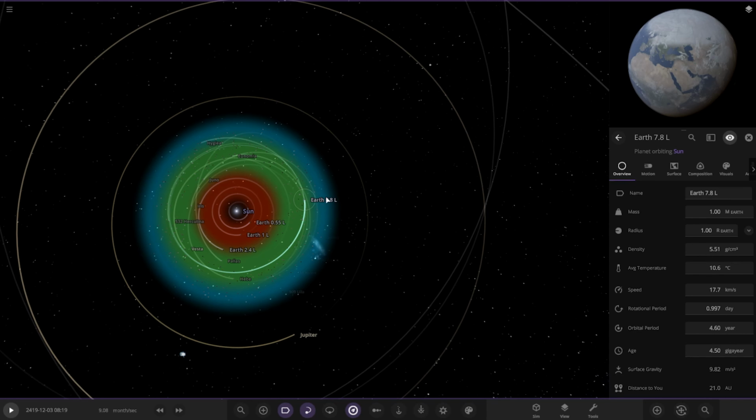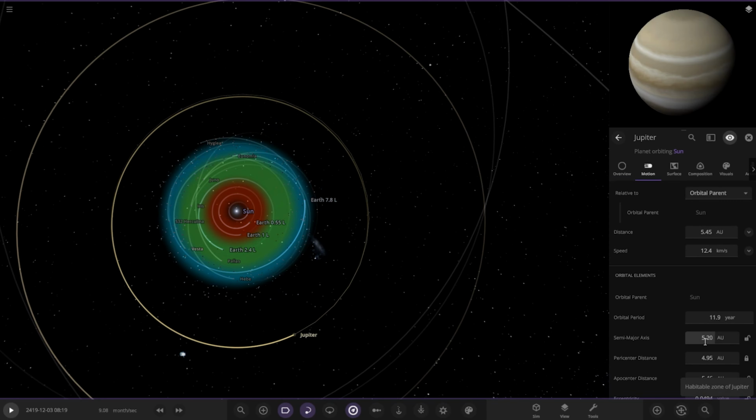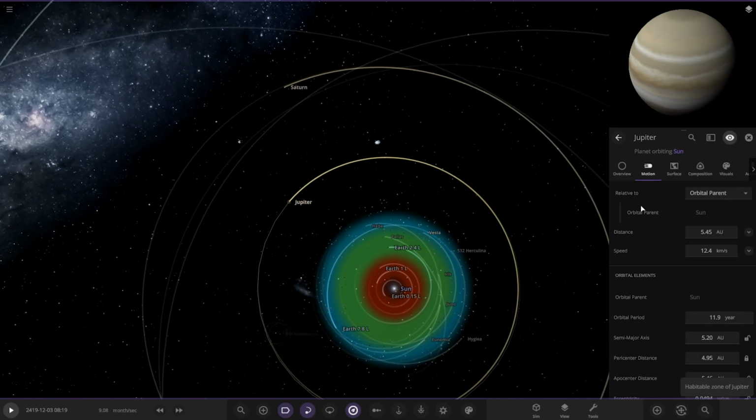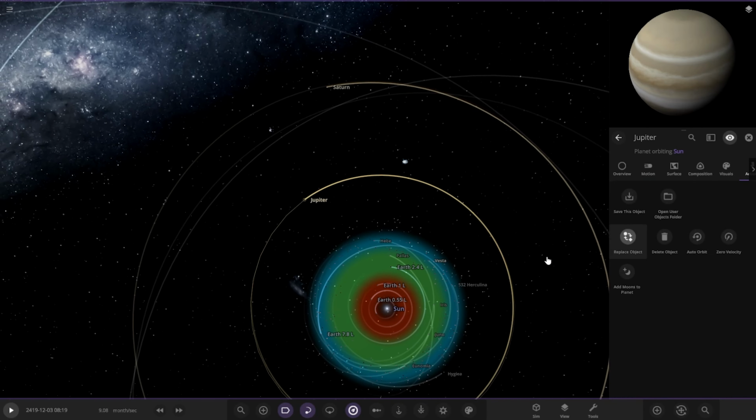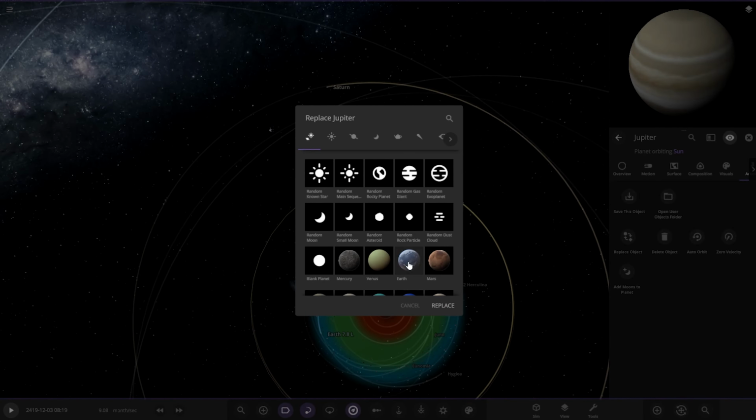Okay. Now, the outer solar system. So, Jupiter. That's roughly 5 AU away. So we're taking the jump from 2.77 to about 5.2, so this is going to be a big one. We're going to need a lot of luminosity. We're probably going to need at least 20 or 30 suns here.